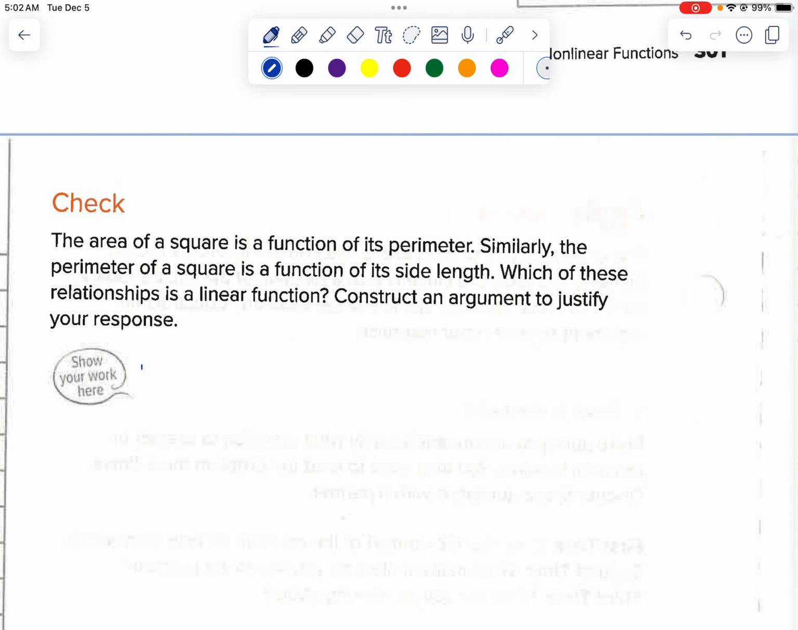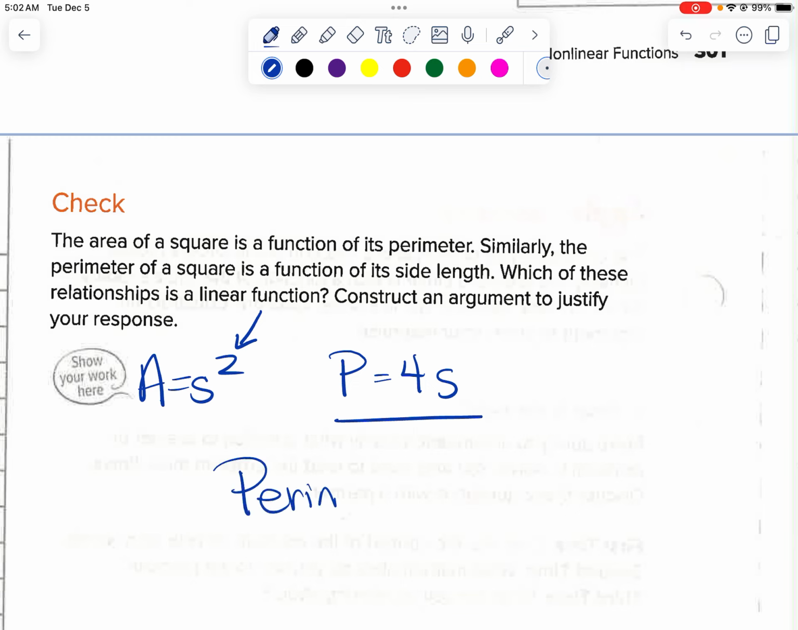So the area of a square is a function of its perimeter. So the perimeter is equal to 4s. Which of these relationships is a linear function? Well, this right here has an exponent of 2. So that means that the perimeter is linear. Okay, the p-value is just like the y. The 4 is the rate of change or the slope. Oops, I did not mean to put another y. And the s is just like the x value.